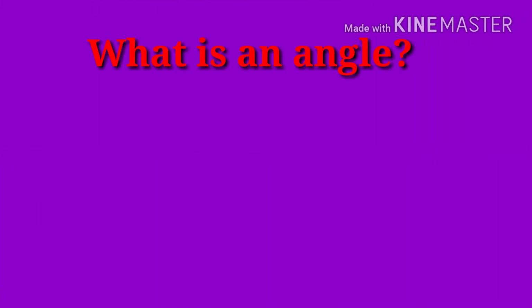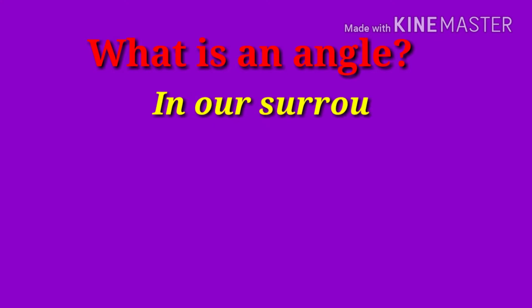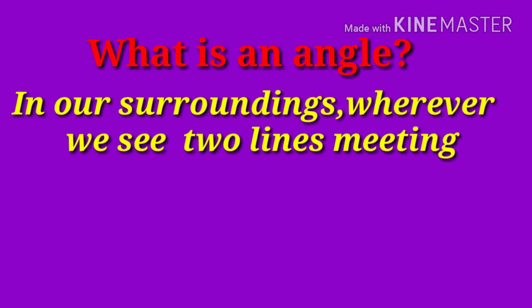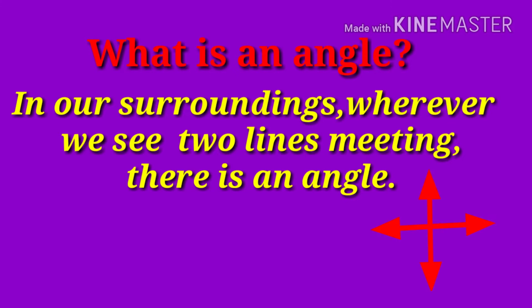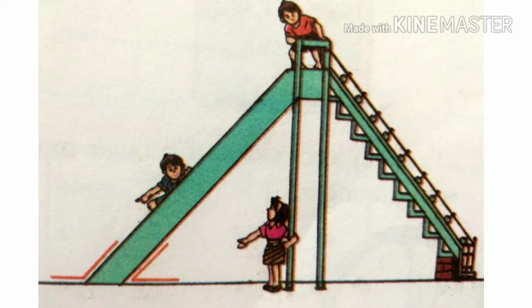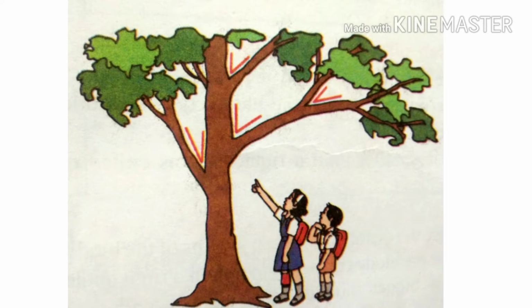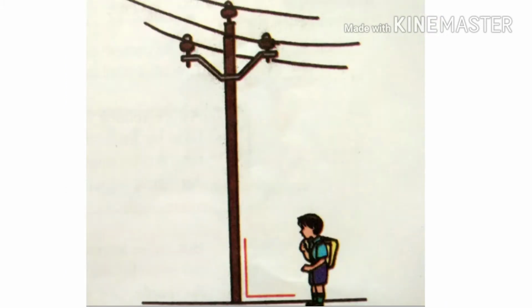What is an angle? In our surroundings, wherever we see two lines meeting, there is an angle. Now we see the examples of angle. In this picture, we see angles between the ground and the slides. In this tree, we see the angles between the tree trunk and its branches. In this picture, there is an angle between the electric pole and the ground.